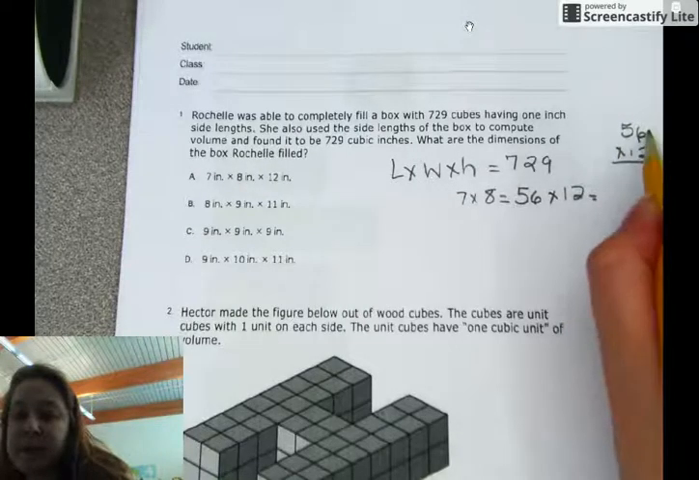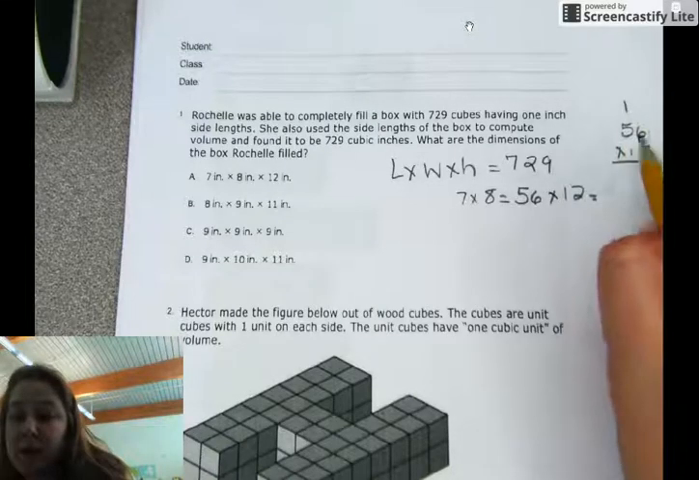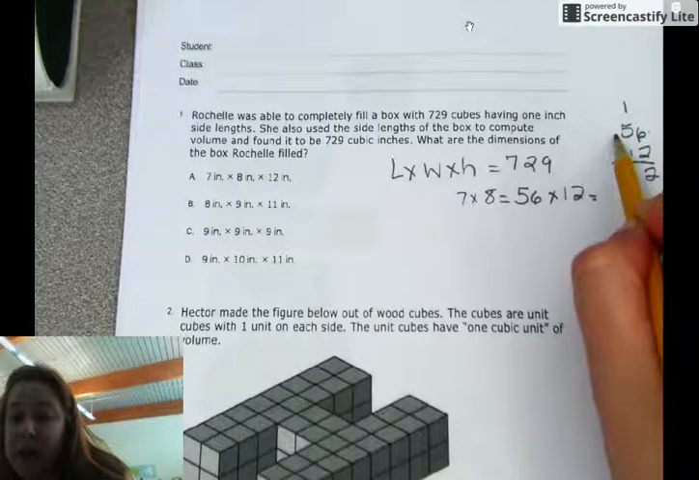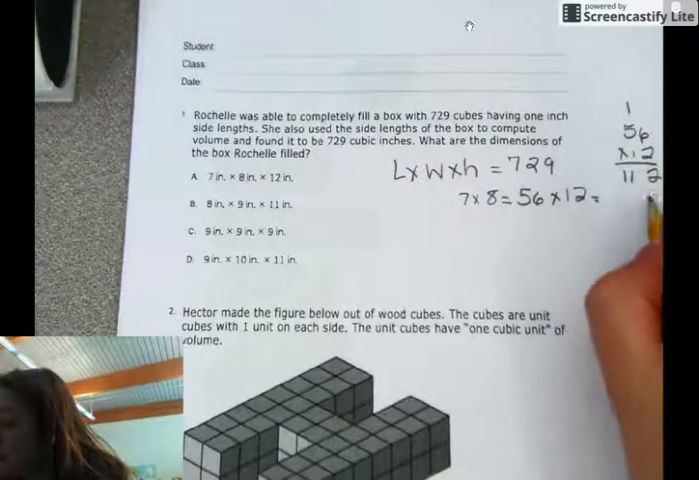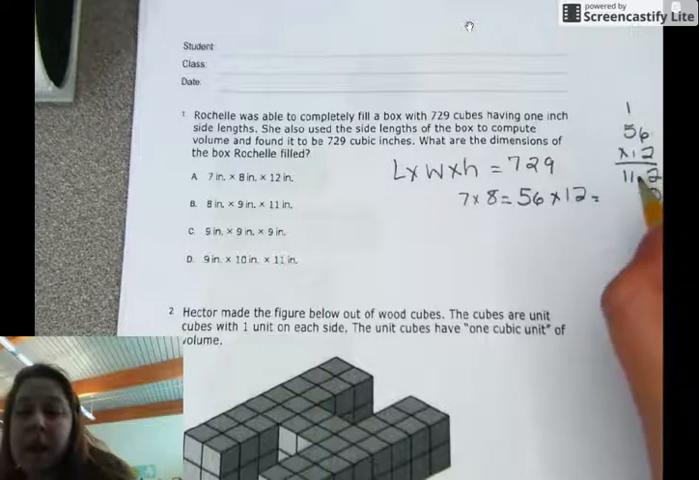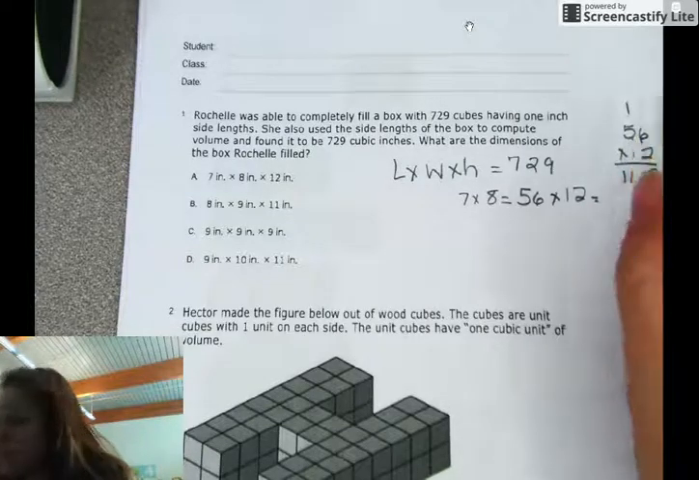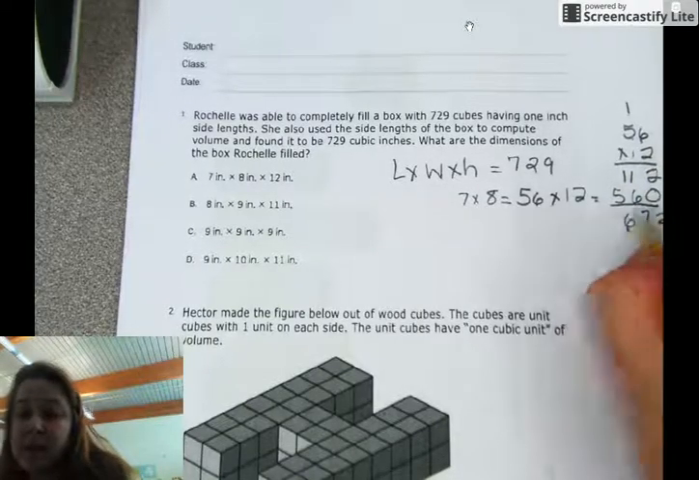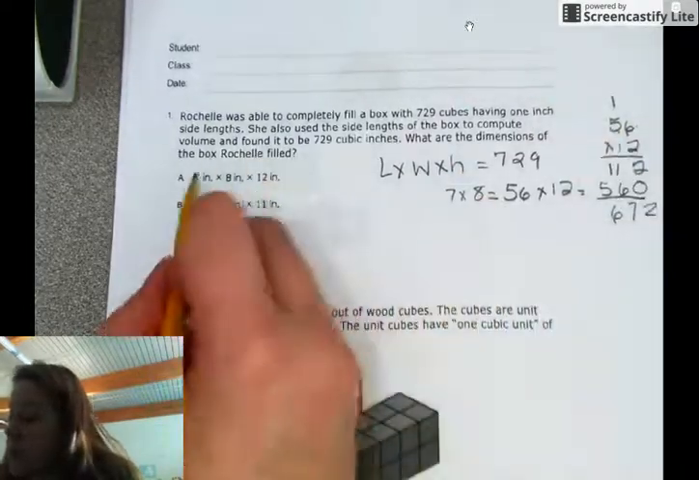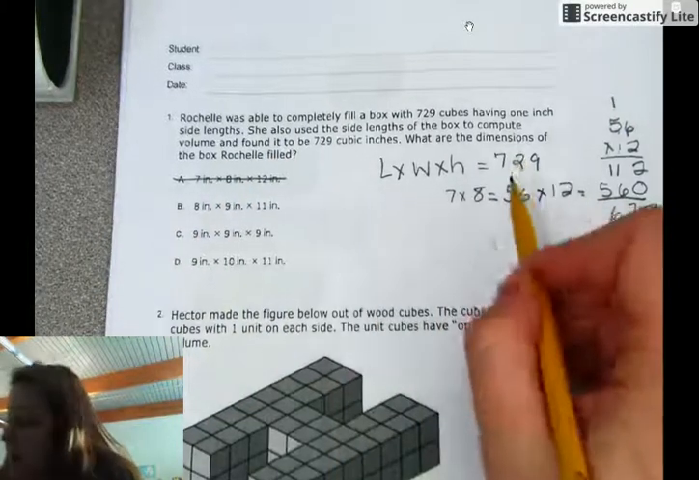2 times 6 is 12. Trade your 1. 2 times 5 is 10, plus 1 is 11. Trade your 0. Now 1 times 6 is 6, 1 times 5 is 5. So when you add them, you get 672. So the answer cannot be A. Let's try the next one.